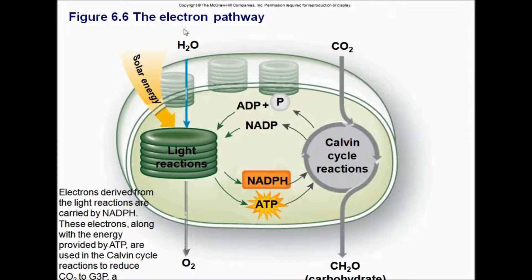All right, let's see it again. We got solar energy coming in, water, we split that. The oxygen's the byproduct. Here are all those light reactions happening in the thylakoid membranes, and they're capturing that energy and putting it into these two molecules that go over here. The CO2 is used with it to make a carbohydrate. Then they go back over here and get charged up again.